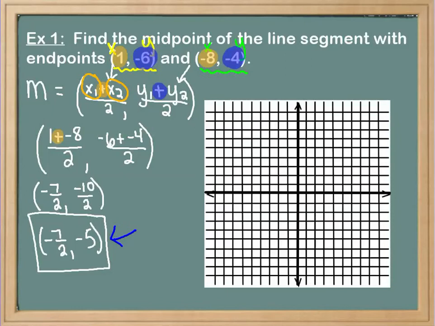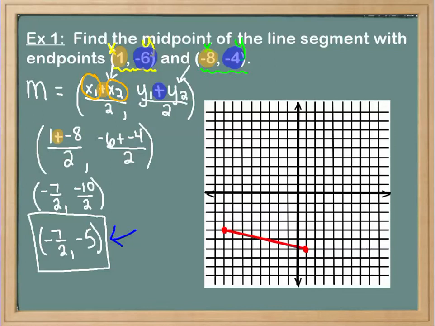All right, I'm going to go ahead and graph my first point, which was 1, -6. And I'm going to graph my second point, which is -8, -4. And connect them with a nice line segment. Notice I said segment and not line.